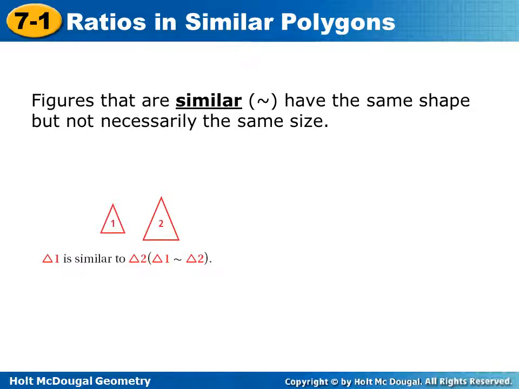Triangle 1 is similar to triangle 2, which can be written triangle 1 ~ triangle 2. Triangle 1 on the right is not similar to triangle 3 because they don't have the same shape. One is a right triangle and the other one is an acute triangle.